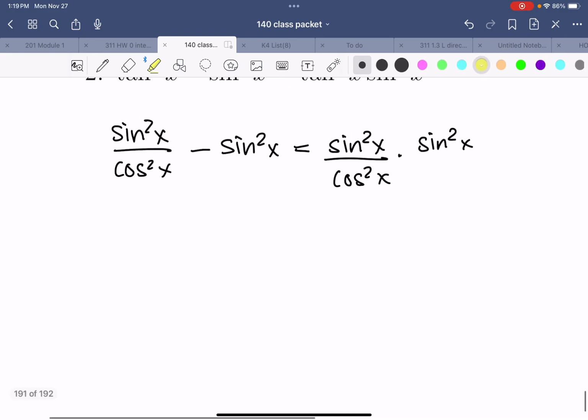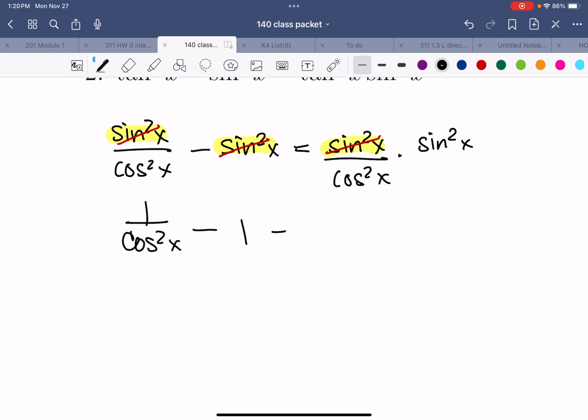Now this one, take a look at each of the three pieces. I've got a sine squared, and either one of these is a sine squared. I don't want both because they're all one term, but I have one in each place, so I can go ahead and cancel those out. That'll leave me with 1 over cosine squared minus 1 equals sine squared x over cosine squared x. And now I want to go ahead and clear those denominators.